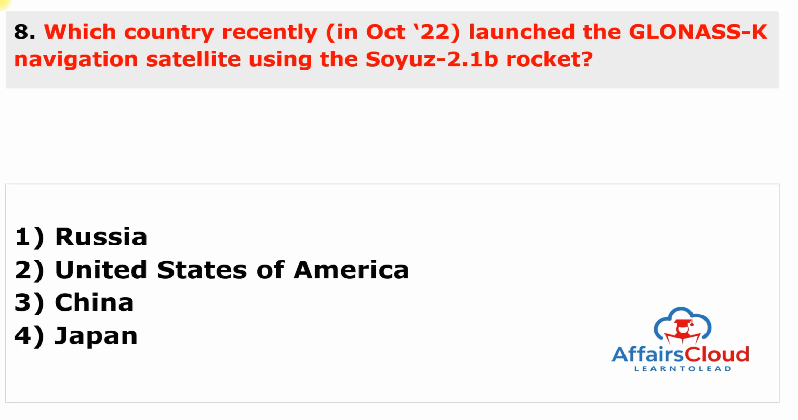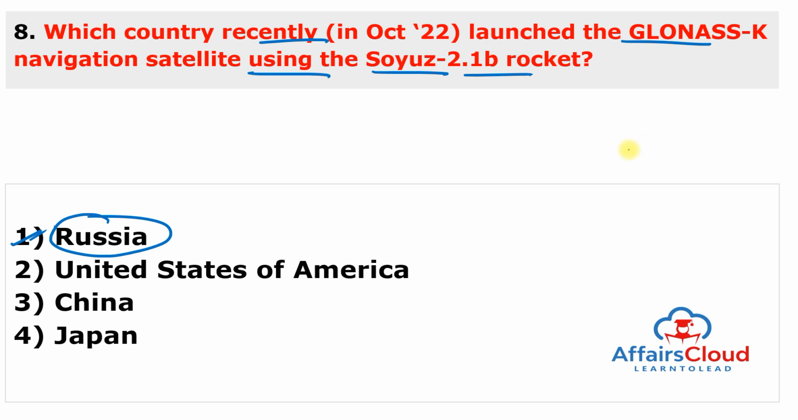Moving to the next question. Which country recently launched the GLONASS-K navigation satellite using the Soyuz 2.1B rocket? This Soyuz 2.1B rocket belongs to Russia, and this GLONASS also belongs to Russia. The answer to this question is 1. So the GLONASS-K navigation satellite was successfully launched by Russia using this Soyuz 2.1B rocket from the State Testing Center of the Russian Defense Ministry, situated in Moscow, Russia.